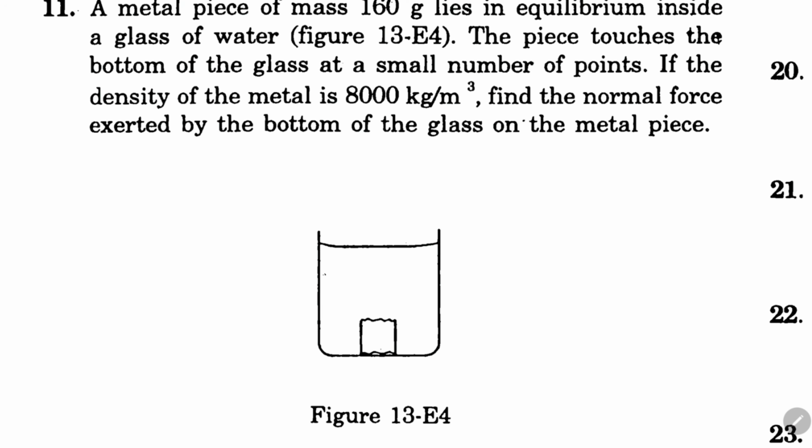In the 11th question we have a metal piece of mass 160 gram. It lies in equilibrium inside a glass of water. Now the piece touches the bottom of the glass at a small number of points. If the density of metal is this much, then find the normal force exerted by the bottom of the glass on the metal.